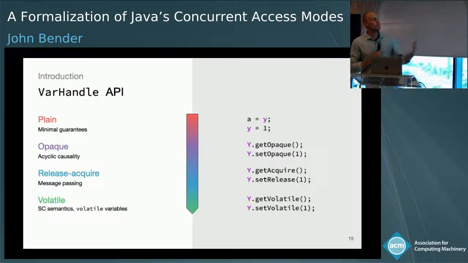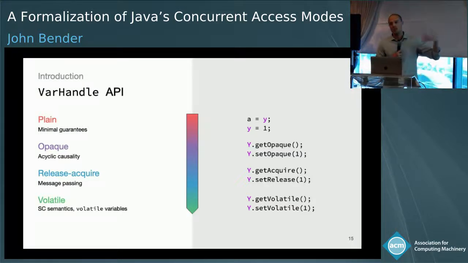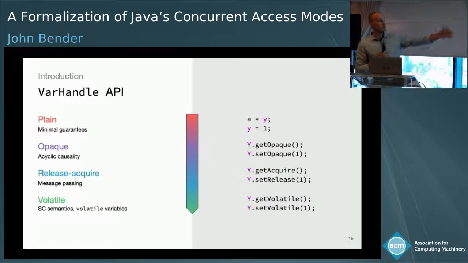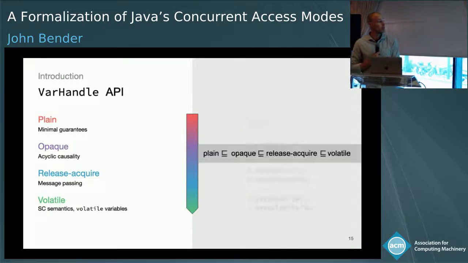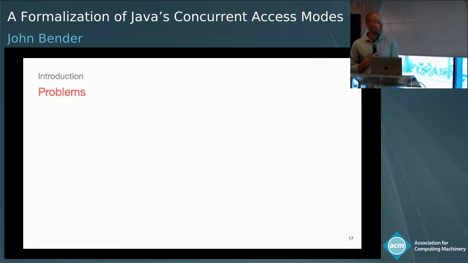So broadly speaking, the idea, similar to C11 memory order modes, is that as you use stronger modes, as you go down this list, you get strictly more guarantees about the access that you're decorating with the mode. And this property is known as monotonicity, and we prove this as a theorem. I'll talk about that a little bit later.